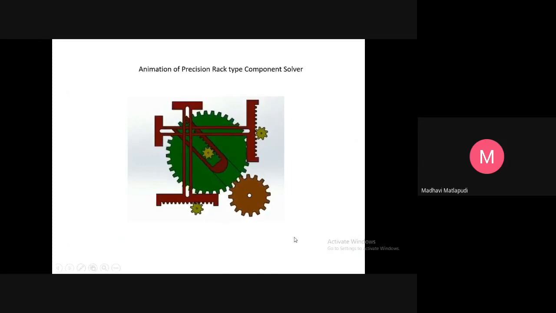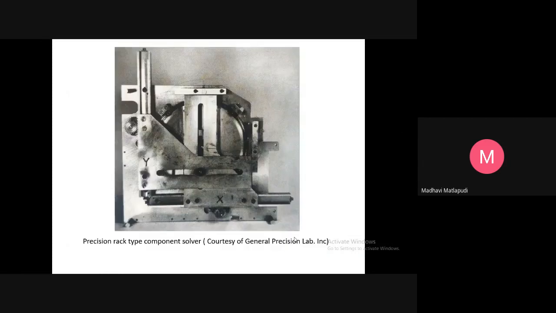So this is the animation of a precision rack type component. You can see the actual model of this precision rack type component. This is gear B, and gear A is inside this, fixing the radius R, and they get the power input from gear C. This is gear C getting the power input.